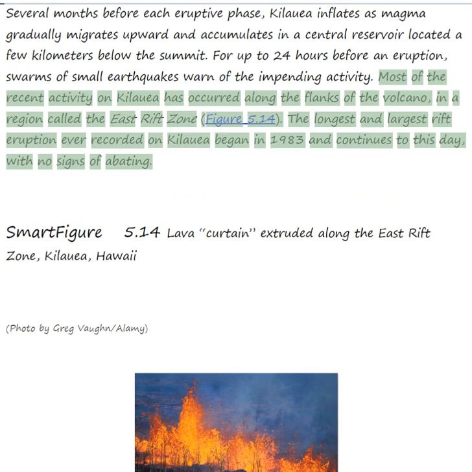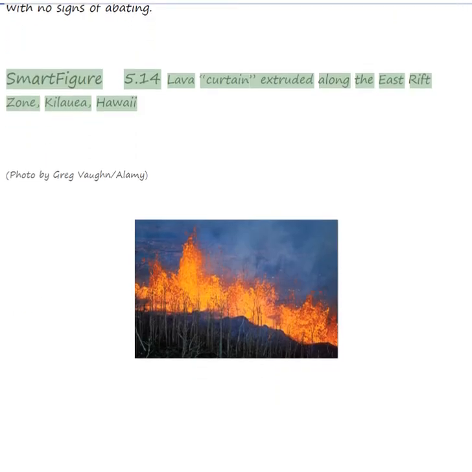Most of the recent activity on Kilauea has occurred along the flanks of the volcano, in a region called the East Rift Zone. The longest and largest rift eruption ever recorded on Kilauea began in 1983 and continues to this day, with no signs of abating. Smart Figure 5.14 Lava curtain extruded along the East Rift Zone, Kilauea, Hawaii.